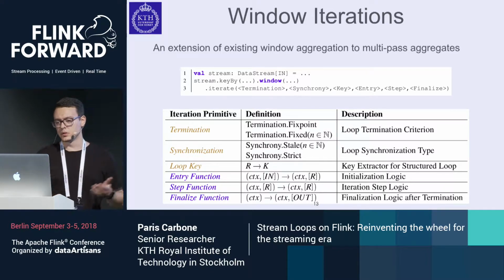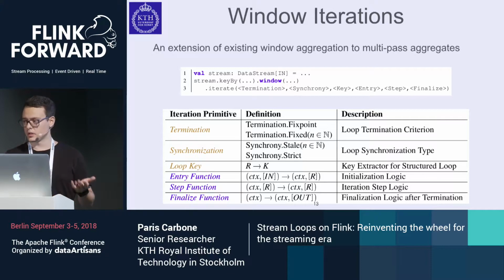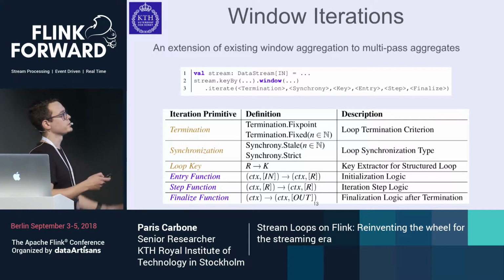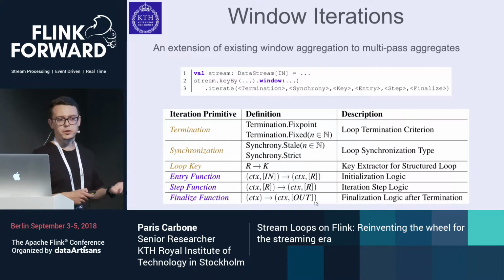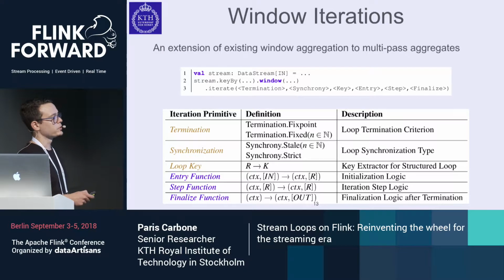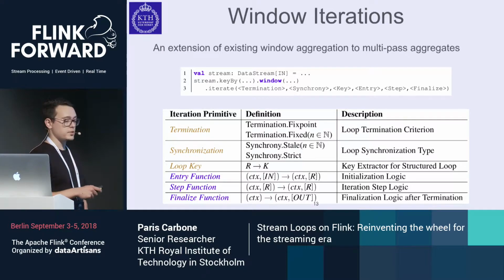So we define a window, key by key. We define a window, and then we run an iteration. An iteration consists of, first of all, a termination criterion. Currently, we support natively fixed point or fixed termination. Synchronization, which is very important.